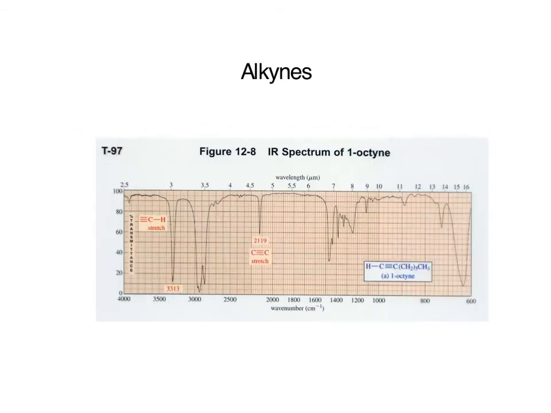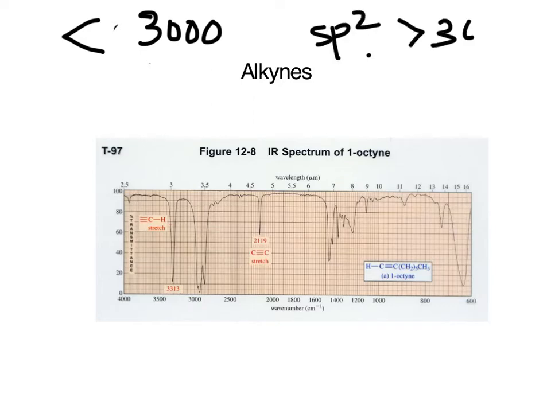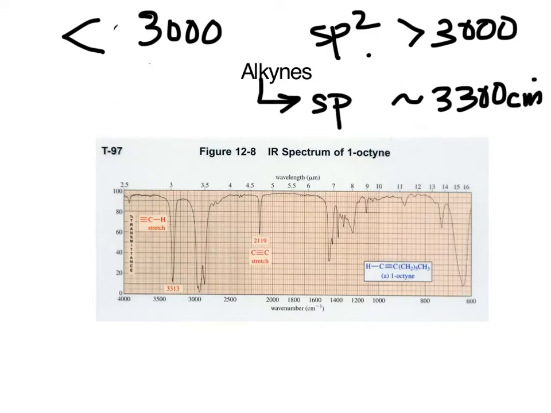When we move on to alkynes, we haven't really talked about where these come out. We talked about the sp3s being less than 3,000, and the sp2s being greater than 3,000. But alkynes are a little bit different. Those are around 3,300 reciprocal centimeters. Now the difference between an alkyne and an alcohol or an amine is that these peaks are sharp. So if you see a sharp peak around 3,300, that's a sign that you probably have a CH stretch from an alkyne.